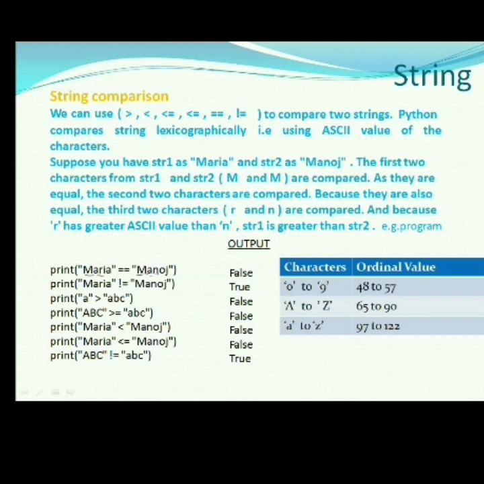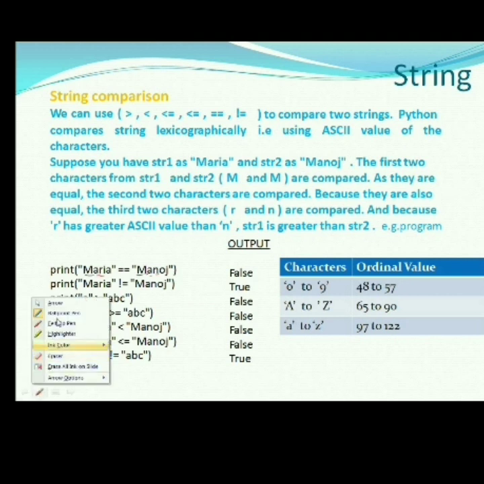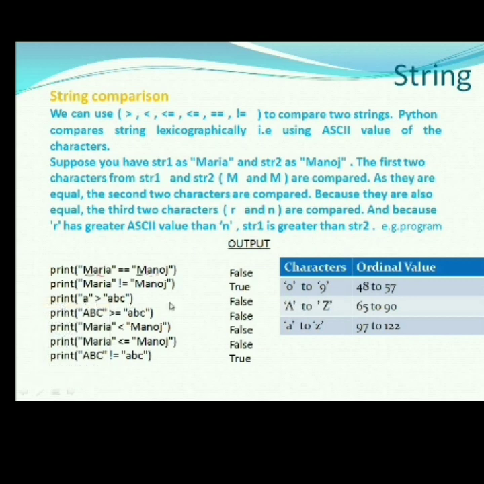Print Maria equal to Monos will give us a false value. Maria not equal to Monos will give true. Small a greater than ABC will give false. Capital ABC greater than or equal to small abc: as we know, the ordinal value of capital A is smaller than small a. Maria less than Monos will give false because the ordinal value of R is more than the ordinal value of N. Likewise, we can compare any string.